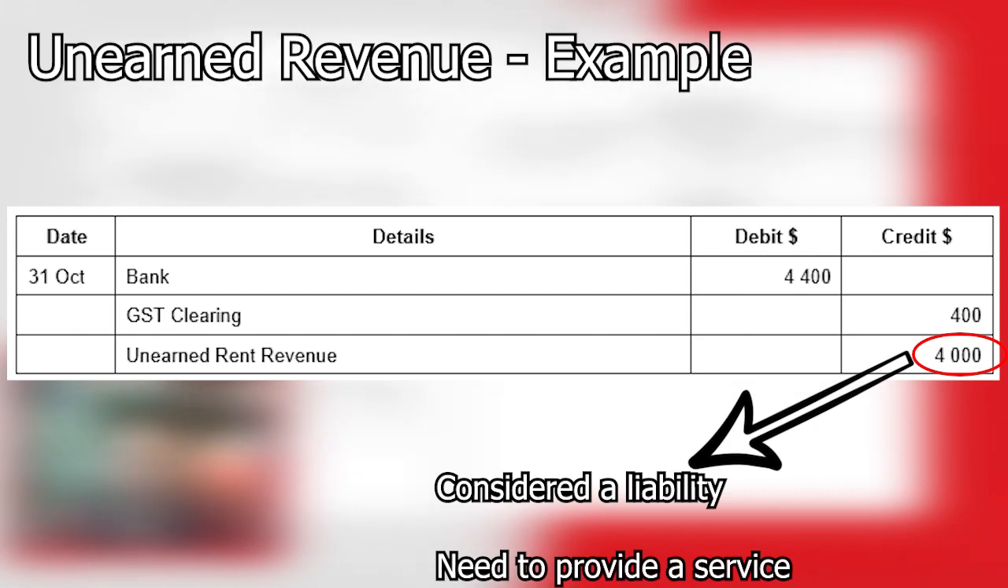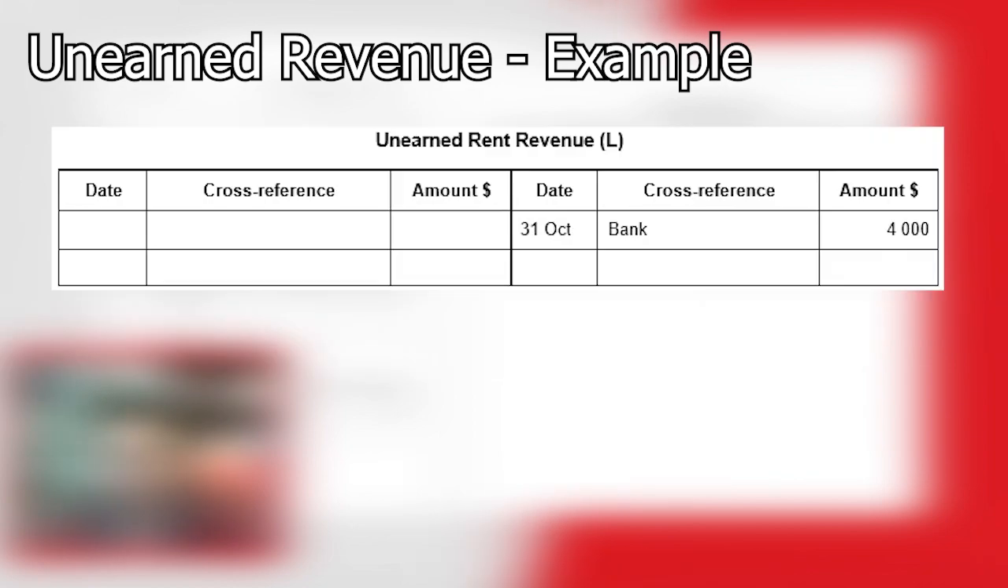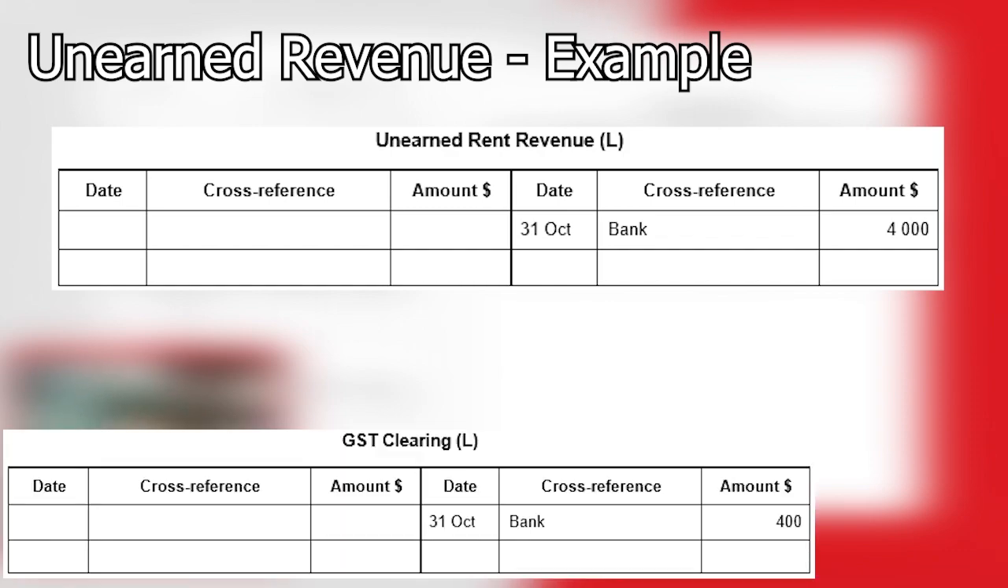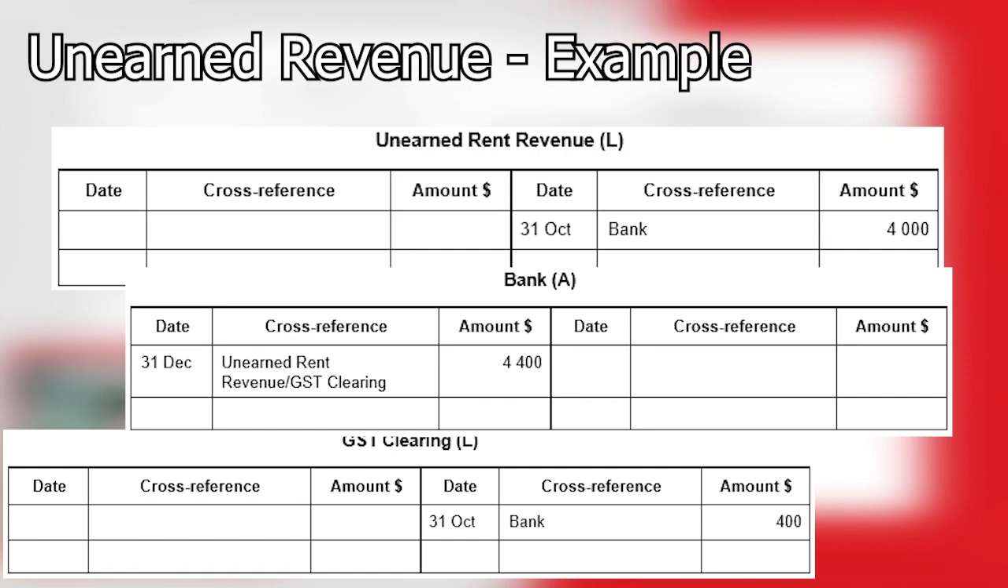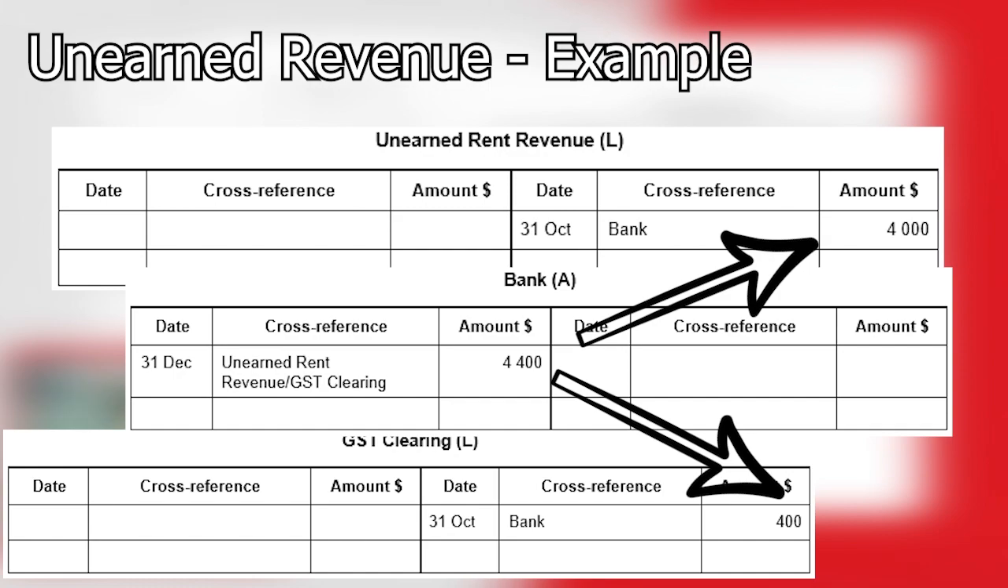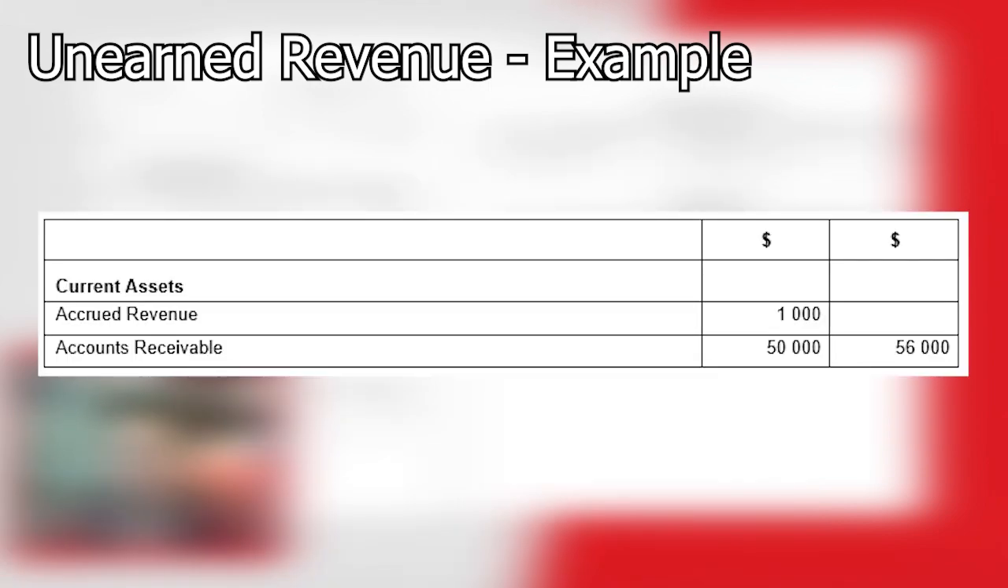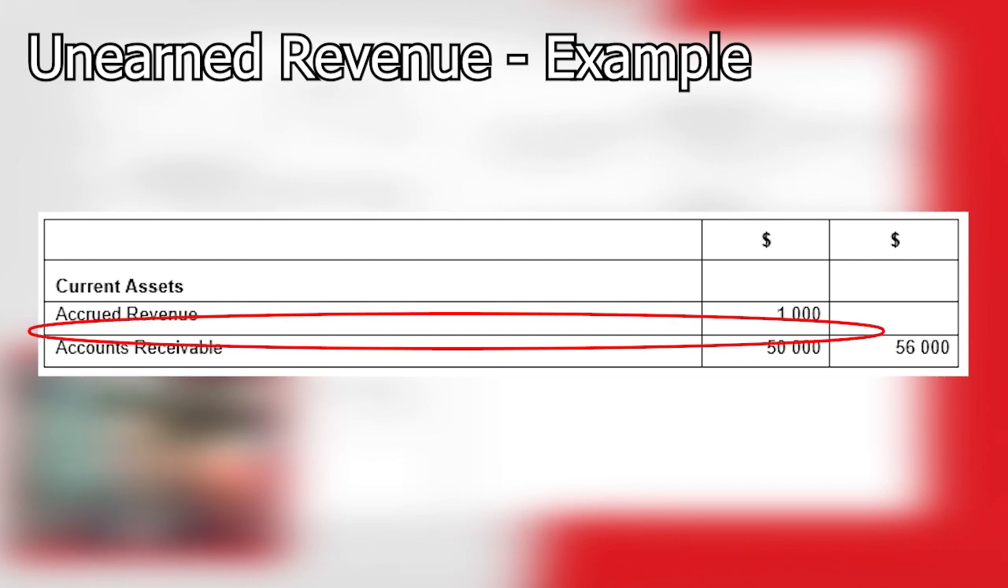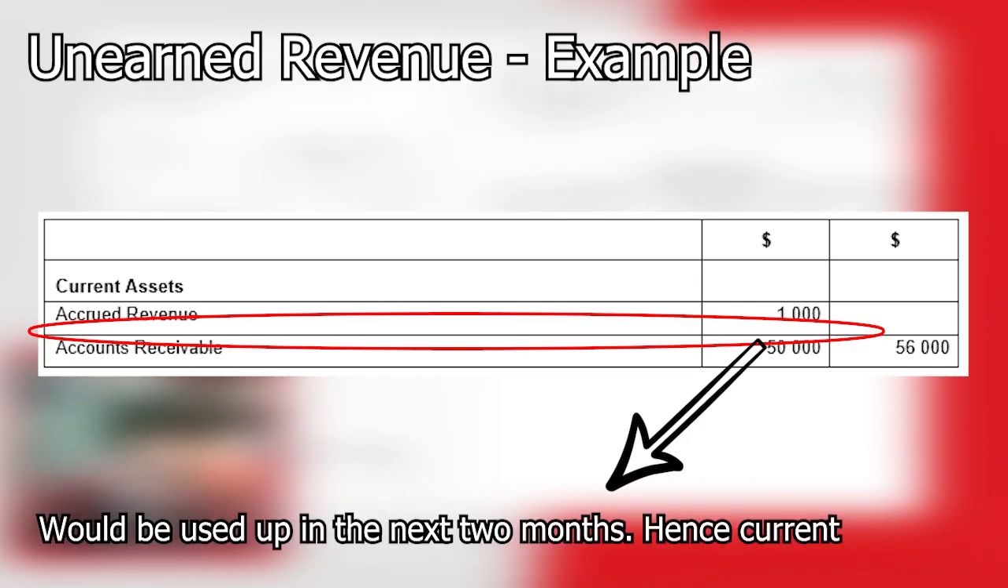So unearned rent revenue, you can see here, credit 4,000 with the cross-reference bank. Meanwhile, GST clearing, also a credit 400 cross-reference bank. And then on the bank account, both accounts being cross-referenced for 4,400 on the debit side. So that's everything on the balance sheet. Unearned rent revenue would be a current liability because it's going to be used up in the next 2 months, or we're going to fulfill that within the next 2 months.